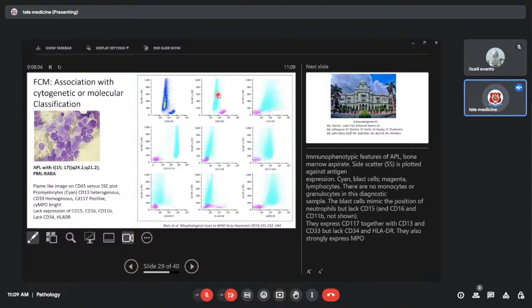You can see that this is a population which is showing high side scatter. Bright 33, then they are showing 117, and they are negative for 34 and HLA-DR. So for APML, what we say is you will have a region, you will have a population which will have a higher side scatter in 45, and that will be negative for 34 and HLA-DR. 17, and obviously they'll be bright positive for MPO.